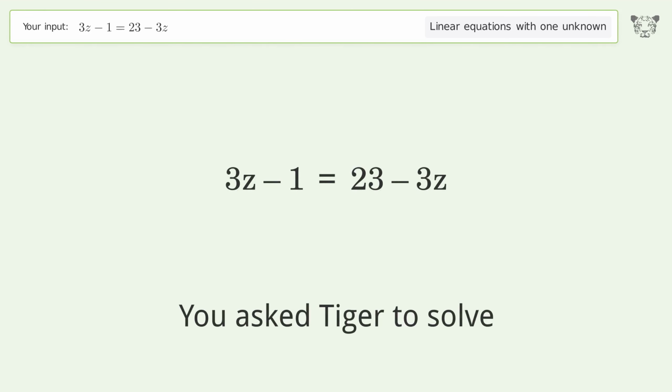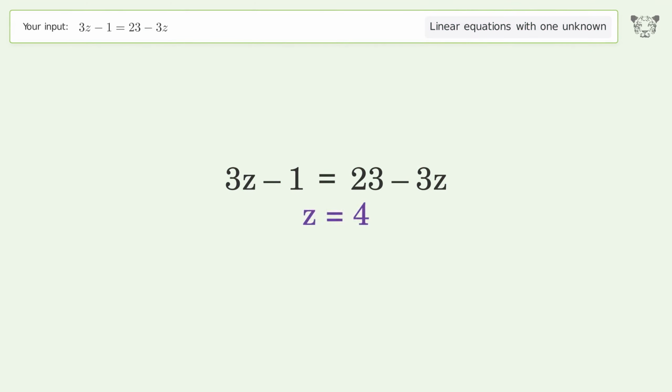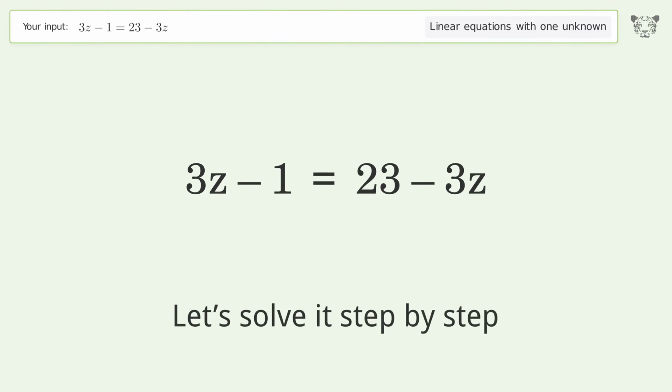You ask Tiger to solve. This deals with linear equations with one unknown. The final result is z equals 4. Let's solve it step by step.